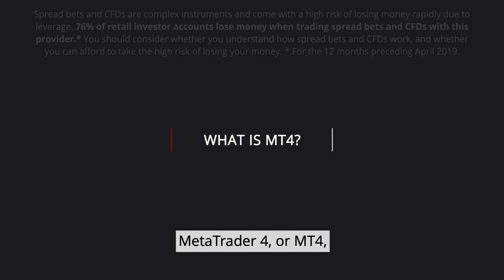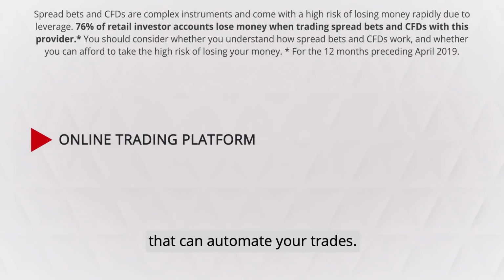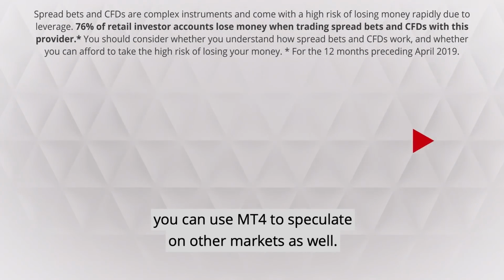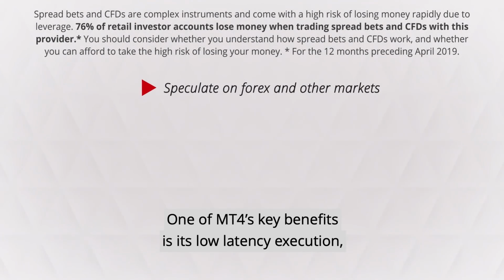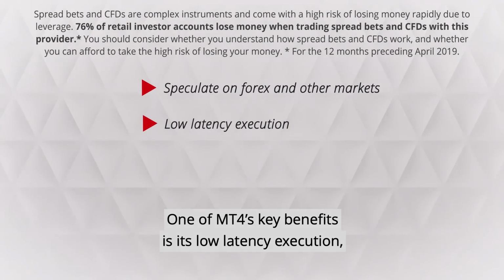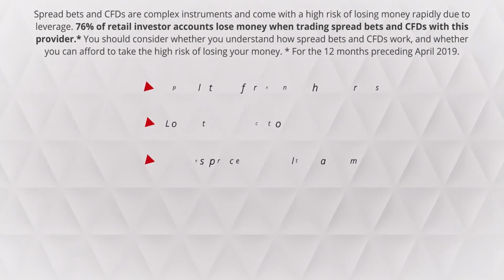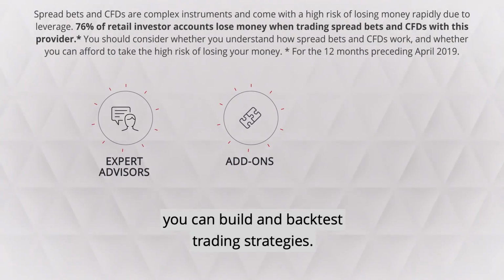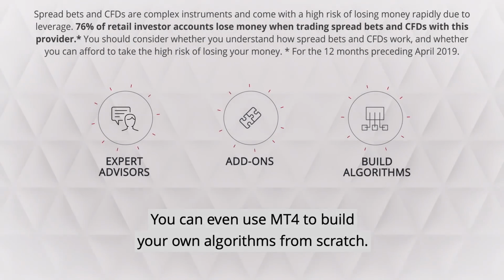MetaTrader 4, or MT4, is a standalone online trading platform that can automate your trades. While it's most commonly associated with forex, you can use MT4 to speculate on other markets as well. One of MT4's key benefits is its low latency execution, ensuring your trades are processed in ultra-fast time. And with a wide choice of expert advisors and add-ons available, you can build and backtest trading strategies. You can even use MT4 to build your own algorithms from scratch.